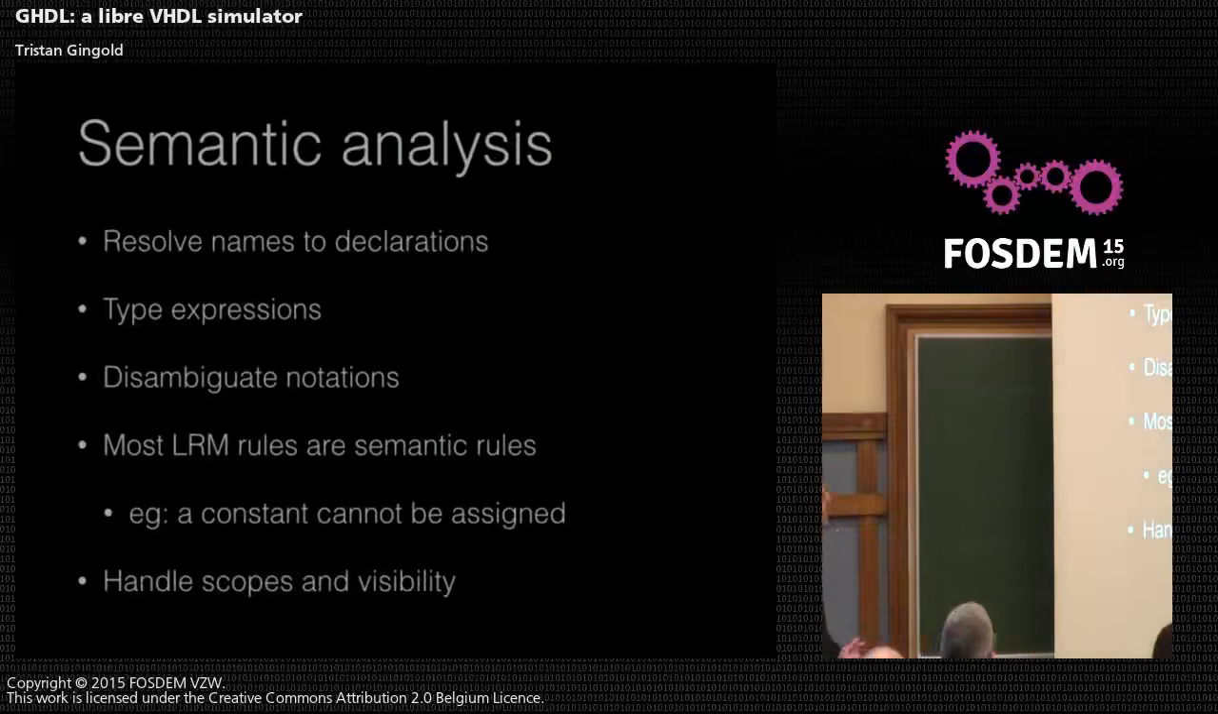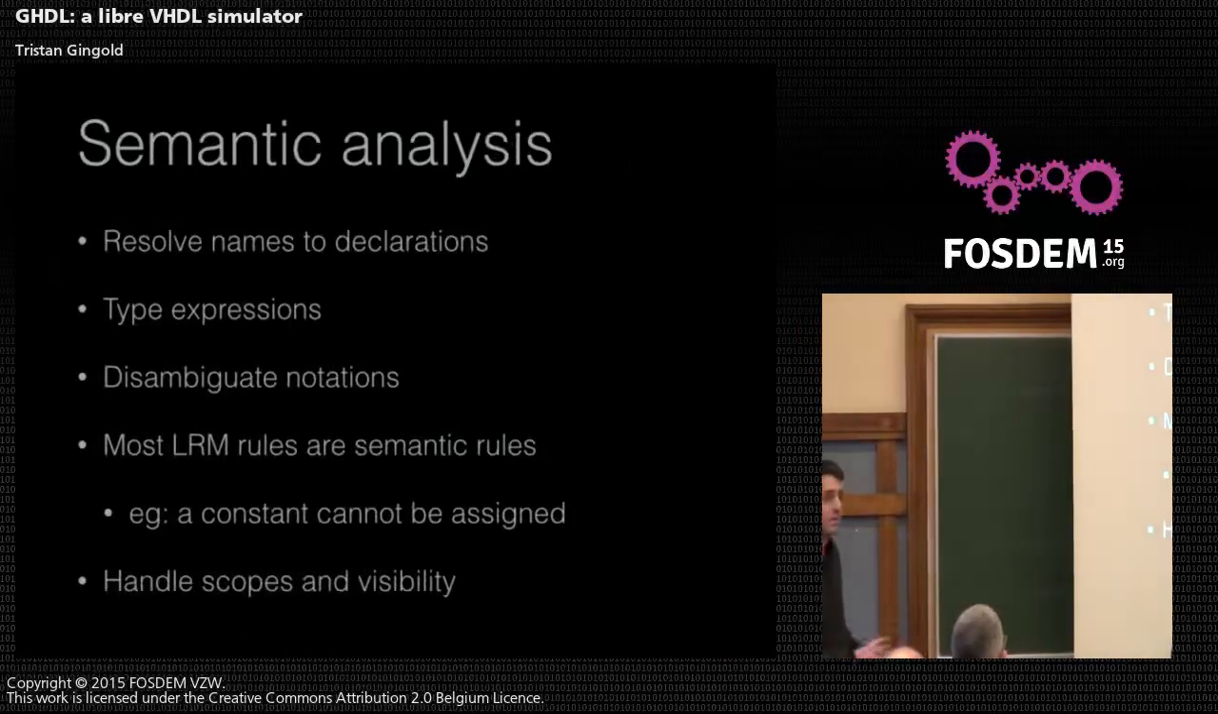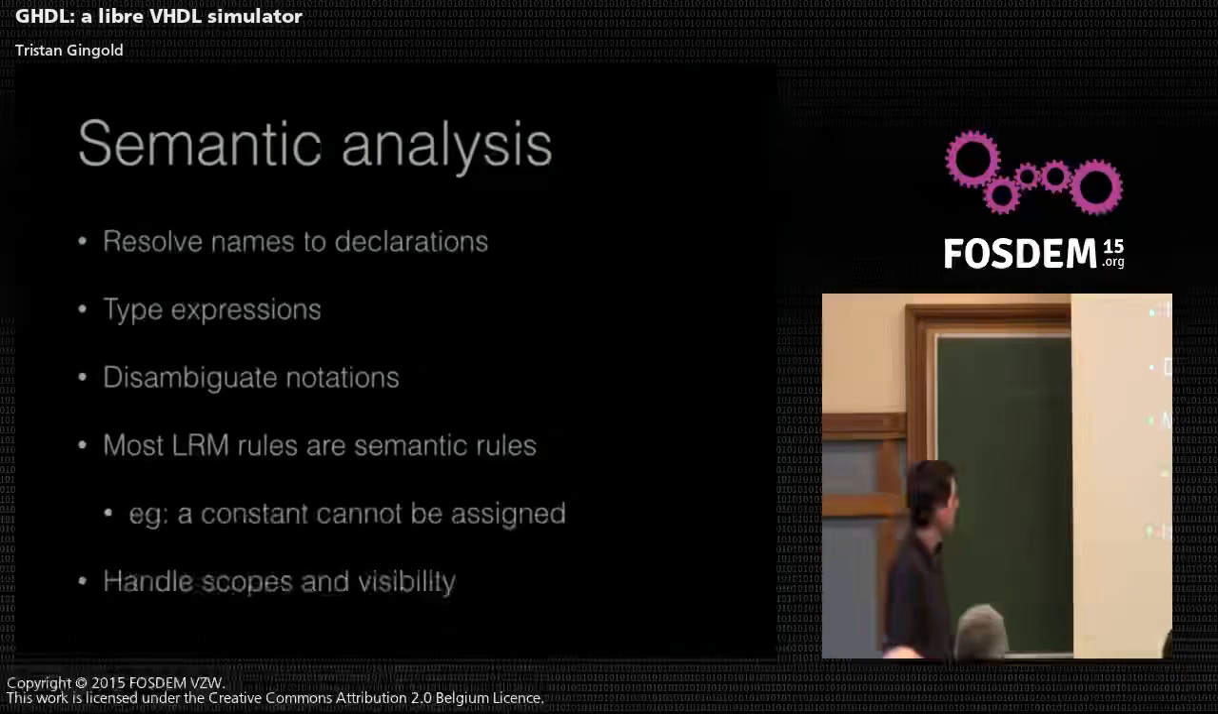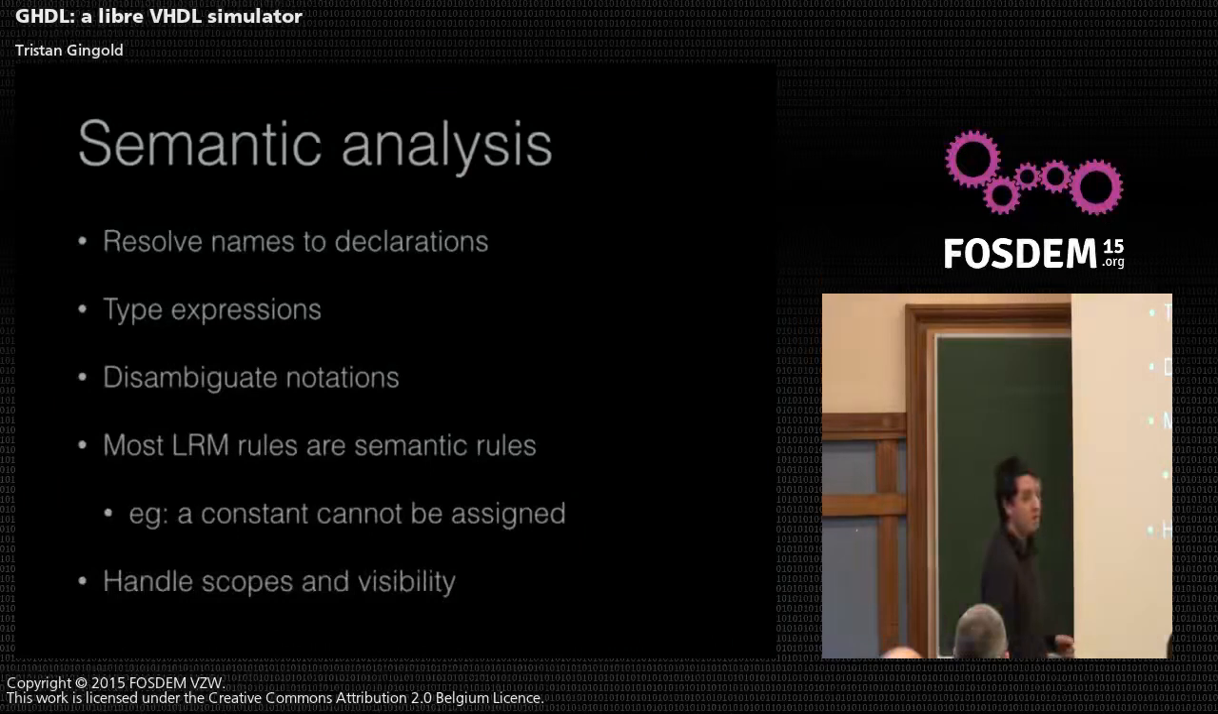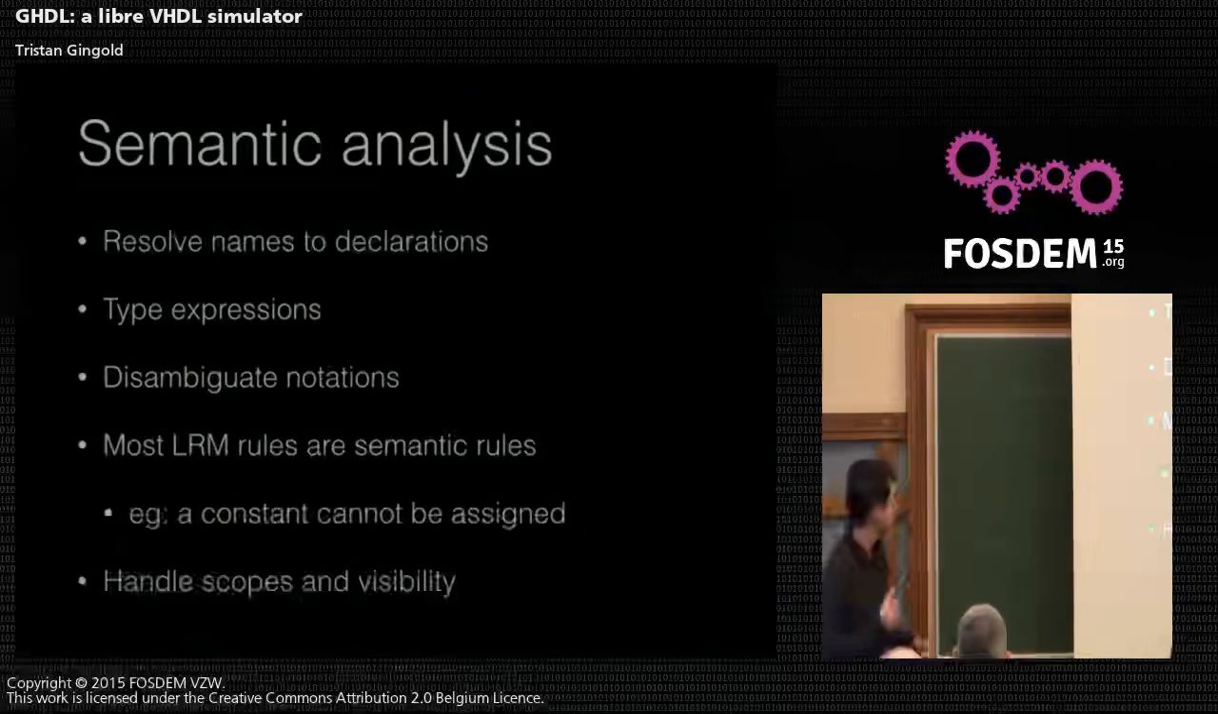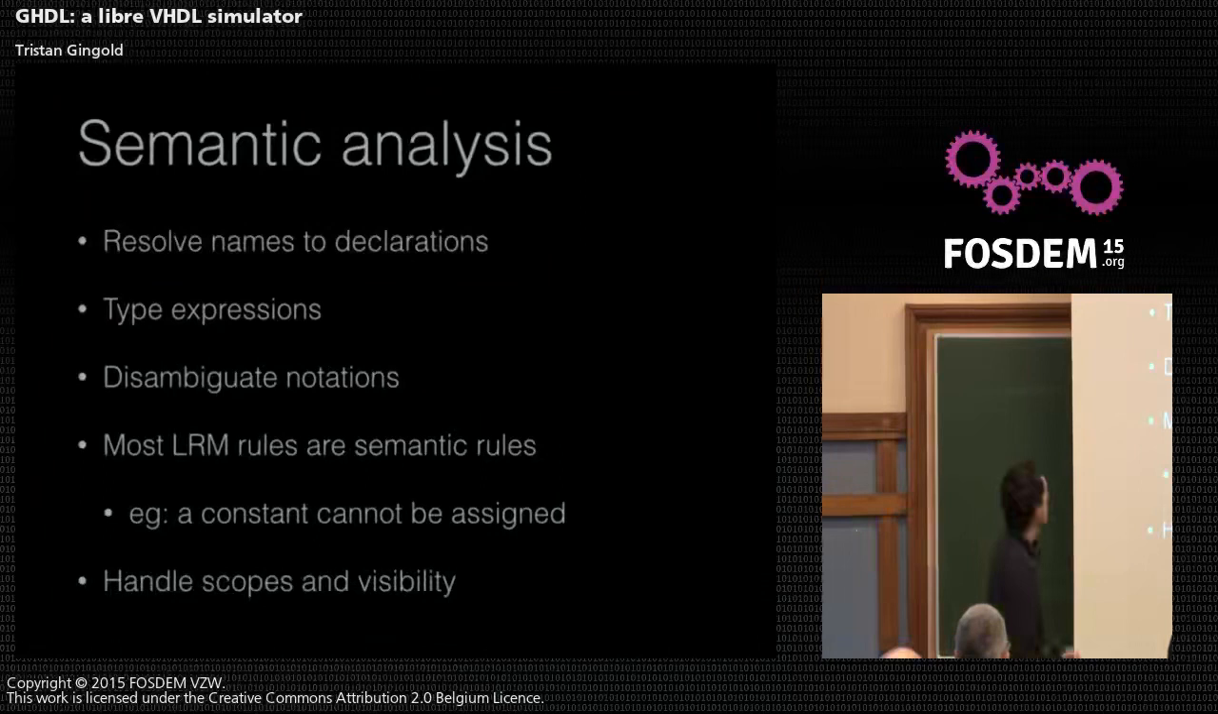Semantic analysis. The purpose of this pass is to resolve names. So when there is a name, you have to connect it to the declaration of that name. The purpose of this pass is also to type expressions, so you have to compute the type of each expression. It also disambiguates notation. I will speak a little bit about that.